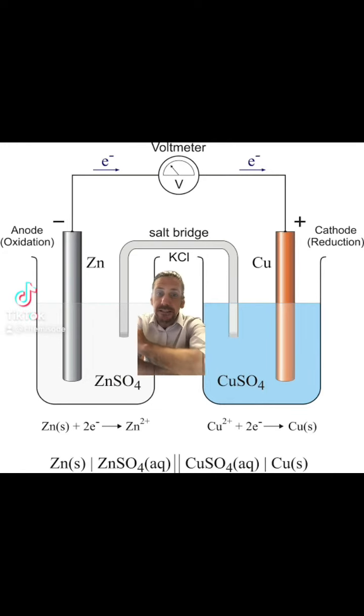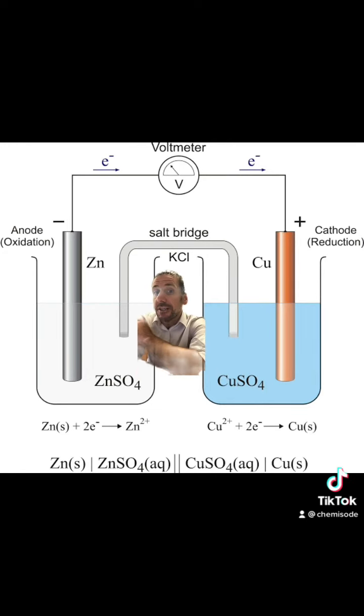This thing here, my friends, is a galvanic cell. It's how we produce electricity from redox reactions. As you are well aware, redox involves the transfer of electrons from where something is oxidized and electrons are lost to where something is reduced and electrons are gained.